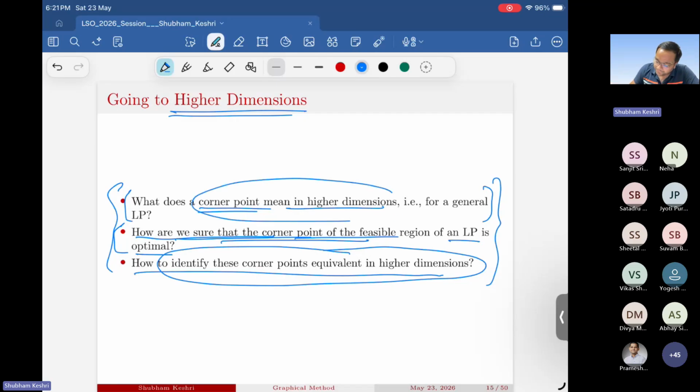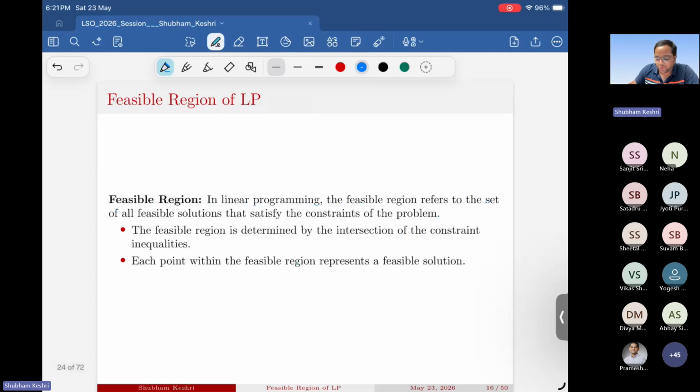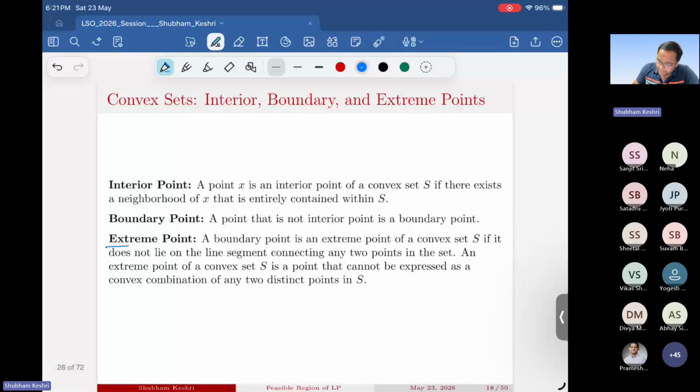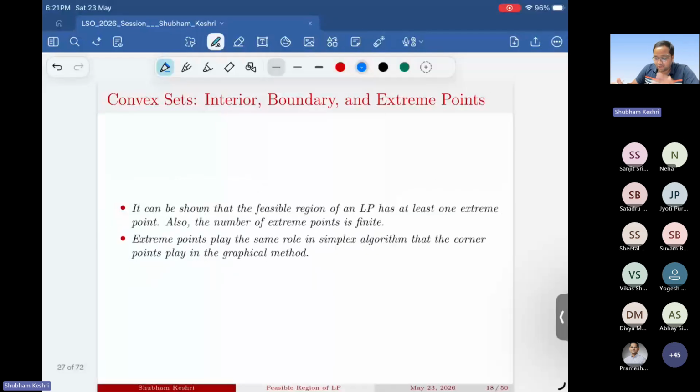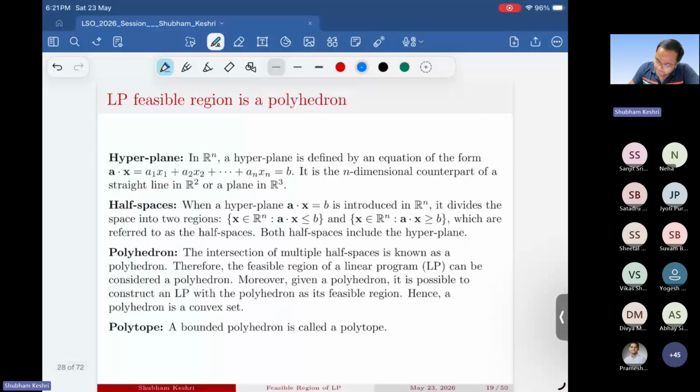So the first question is, what does a corner point represent in higher dimension? I'll skip this portion. I have slides. You can just go through it, but it is known as extreme points. Okay, of what? So we will see of what. In 2 dimensions, any constraint represents a straight line. In 3 dimensions, that constraint will become a plane. In n dimensions, that constraint is actually a hyperplane. It is of the form ax = b, where you can write it as a1x1 + a2x2 + ... + anxn = b. So this is a hyperplane in n dimensions.